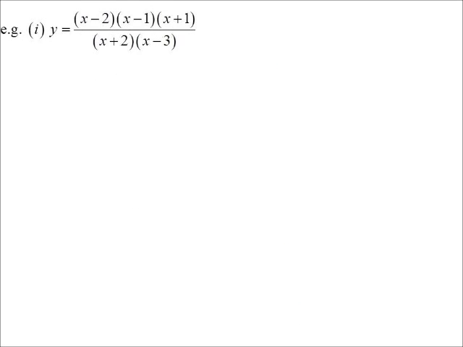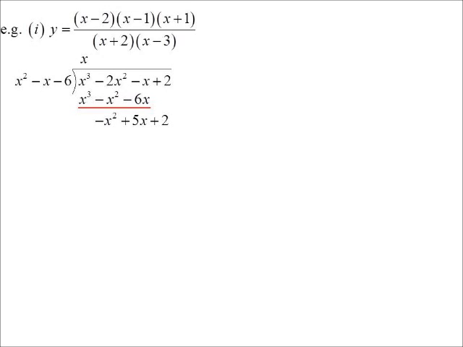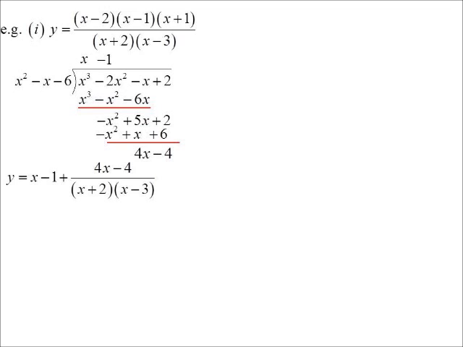Let's try this one. x minus 2, x minus 1, x plus 1 over x plus 2, x minus 3. If I do my polynomial division, x cubed divided by x squared is x. Multiply out, subtract. I can keep going. x squared into minus x squared is minus 1. And that's where I'll stop. My remainder is 4x minus 4. So I can rewrite this one as x minus 1 plus 4x minus 4 on x plus 2, x minus 3.